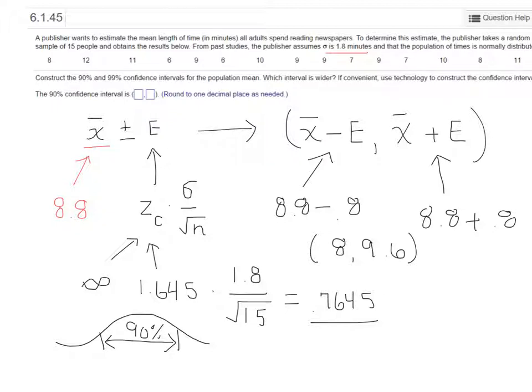We can say with 90% confidence that the population mean length of time that all adults spend reading the newspaper is somewhere between 8 and 9.6 minutes.